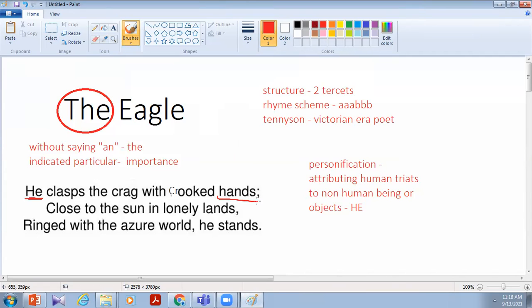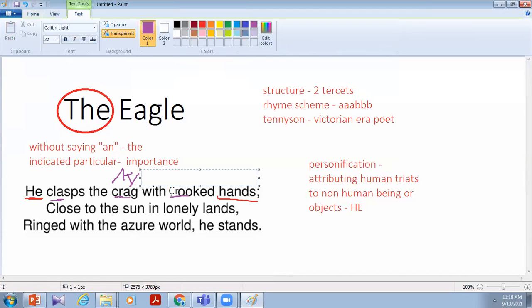And also, if you take the K sound, he clasped the crag with crooked hands. You can see a repetition of the K sound. It's alliteration, no? Yes, that is alliteration. Alliteration means a repetition of consonants, similar sounds in adjacent words.